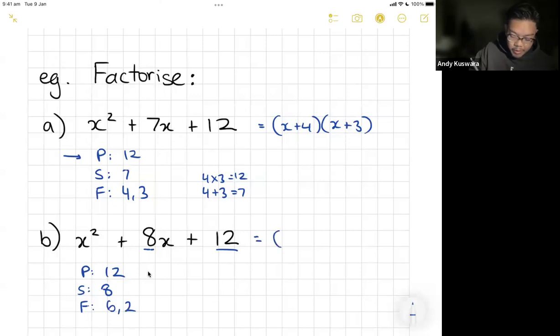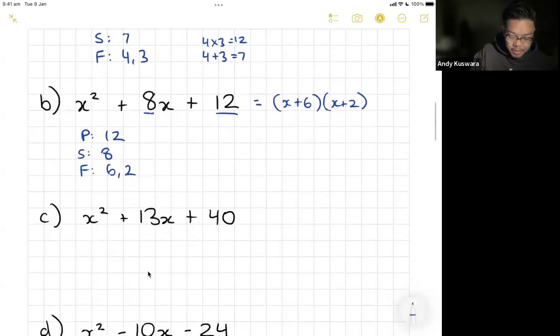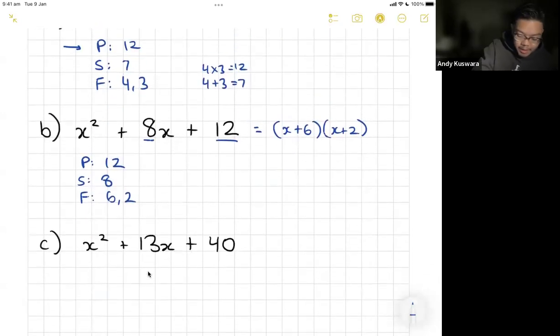And now the way that this works is because my factors are 6 and 2, that's what goes in my brackets. So x plus 6 is in one of those brackets. The other bracket is x plus 2. Okay. If I go to the next one here, same thing, PSF.